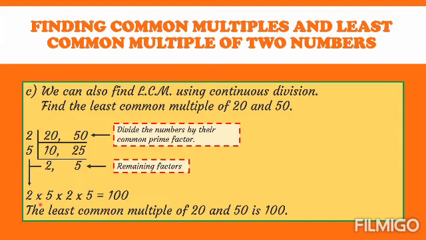We're going to multiply all that. So these 2 and 5 come from here, and this 2 and 5 are also from here. So 2 times 5 equals 10, times 2 equals 20, then times 5 equals 100. So take note, the least common multiple of 20 and 50 is 100.